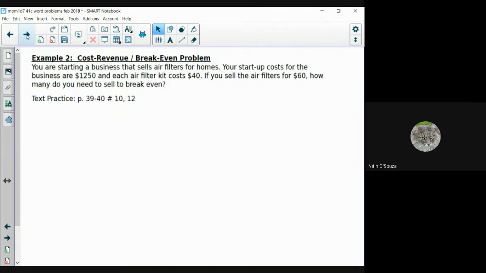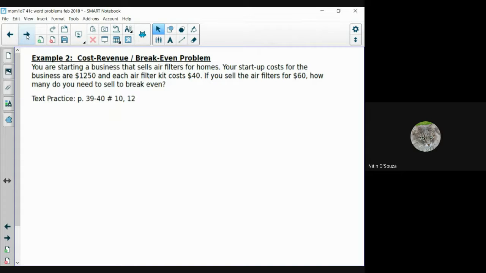So you're starting a business that sells air filters for homes. Your startup costs for the business are $12.50, and each air filter kit costs $40. If you sell the air, so this, what question is this like? Remember the lawnmower question, where she cut so many lawns for an hour, and you had to see how much she broke even? So think about it.